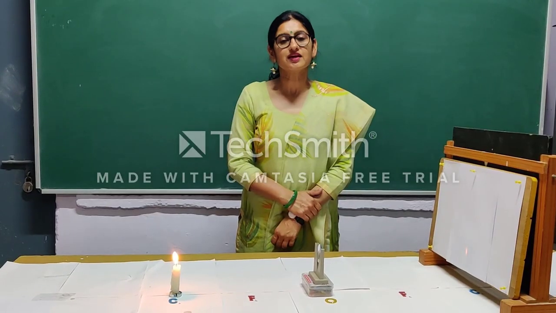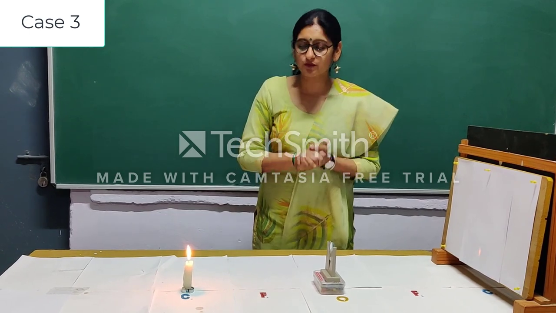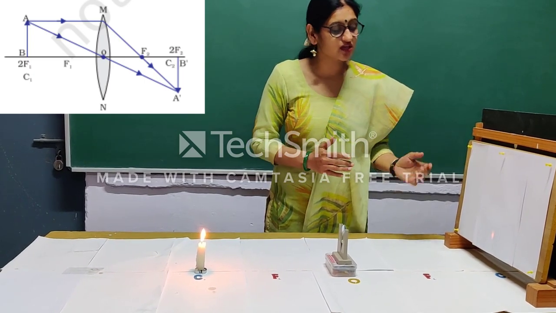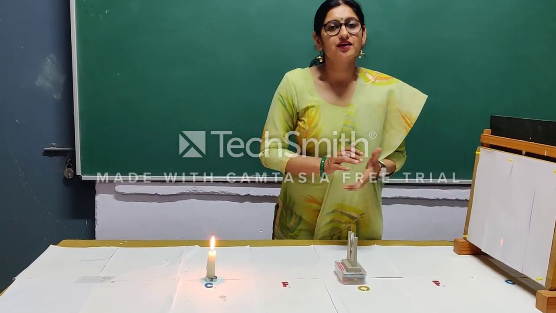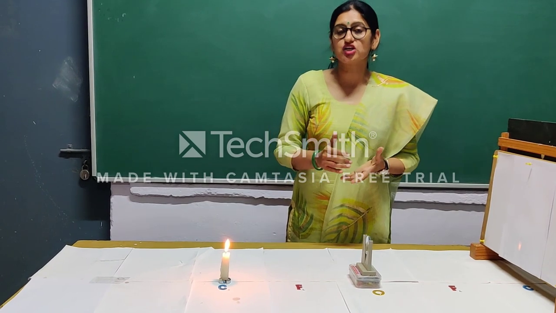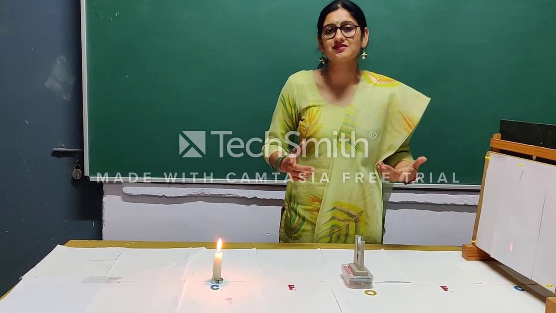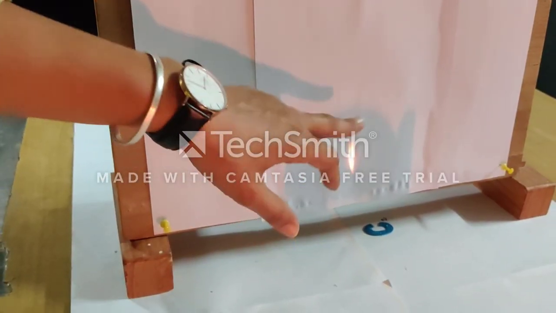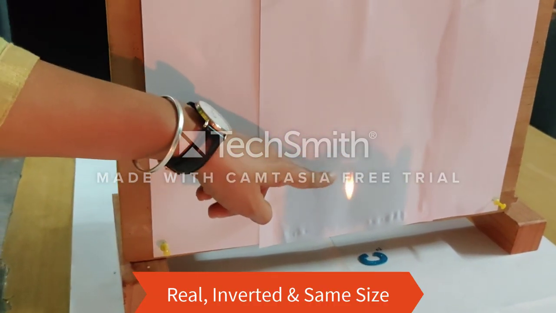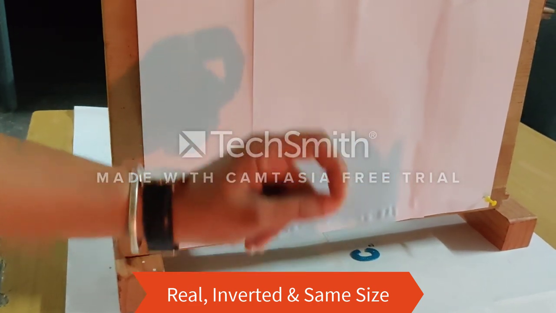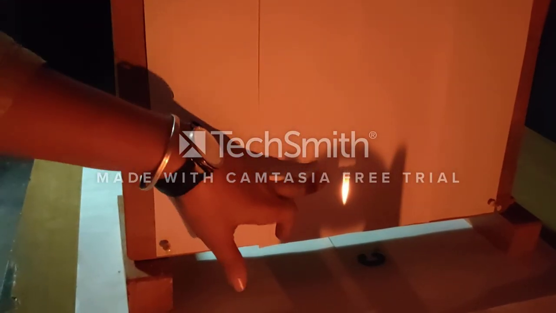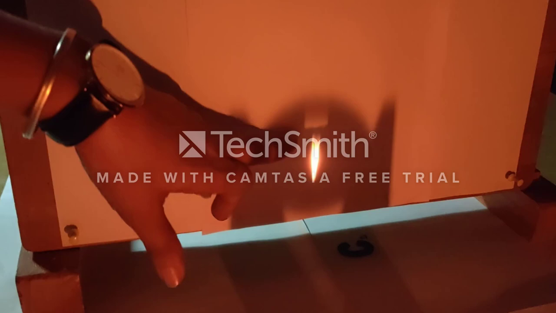Yes, students, in the third case, when your object is at the center of curvature, this is a special case in which your image is also formed at C and the size of the image is the same as that of the object. Again, the nature of the image is real, inverted and same size. So let us check. As you see, the image is at the center of curvature. The image is inverted, the same size as the object, and real. If you want to see in a dark room, again a bright image of this object is formed.